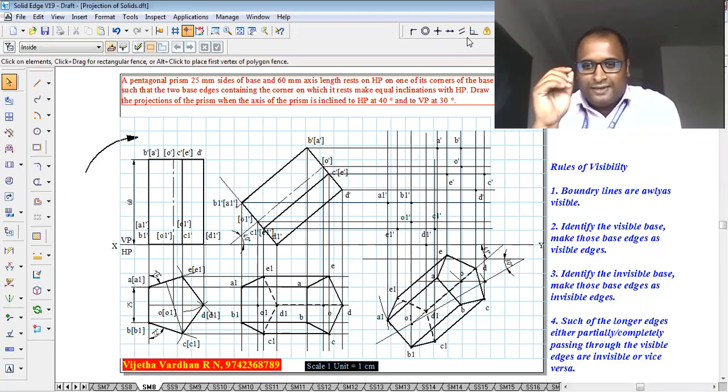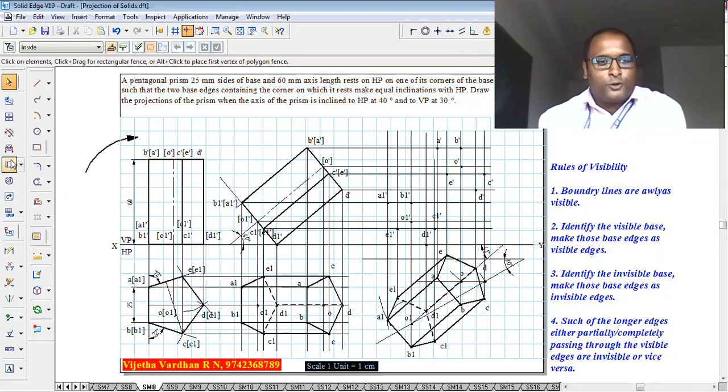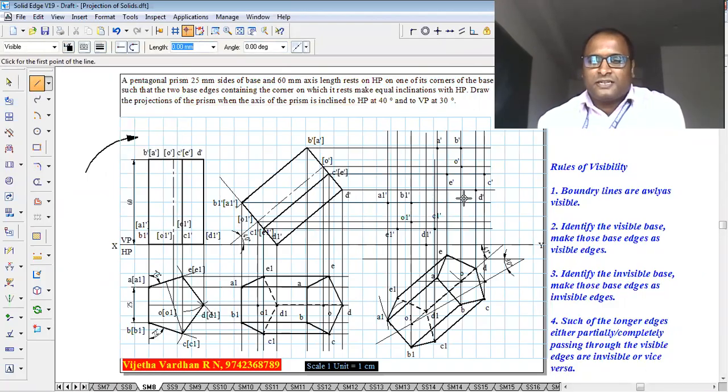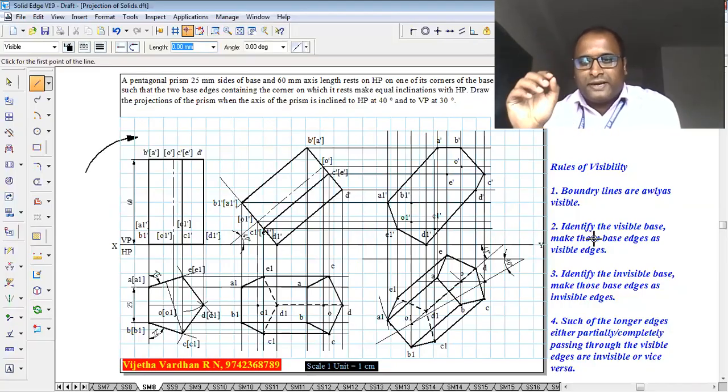Okay, once it is done, once again we have to apply the rules of visibility. Upon applying the rules of visibility, the first point says that the boundary lines are always visible. Let me define what is a boundary line for this particular problem. Starting with A1 dash, E1 dash is going to be the boundary, followed by D1 dash, then D dash, and after D dash, it is going to be C dash, then B dash and A dash, back to A1 dash, which forms the boundary for this particular figure.